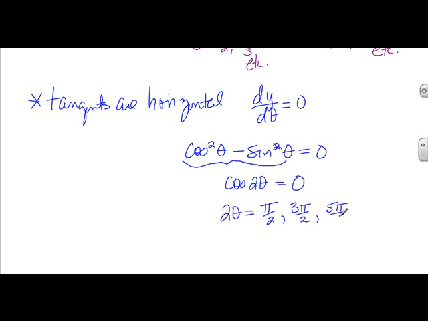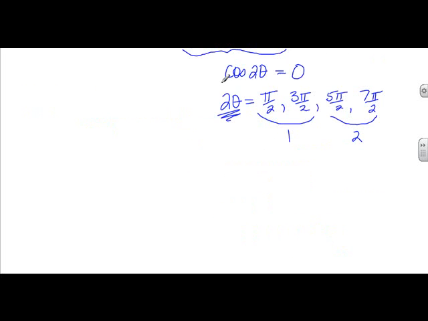These two come from one rotation around the unit circle. Those two angles come from a second rotation around the unit circle. Because I'm looking at 2 times theta, I look at 2 rotations. Then solving that for theta, we'd get pi over 4, 3 pi over 4, 5 pi over 4, and 7 pi over 4.